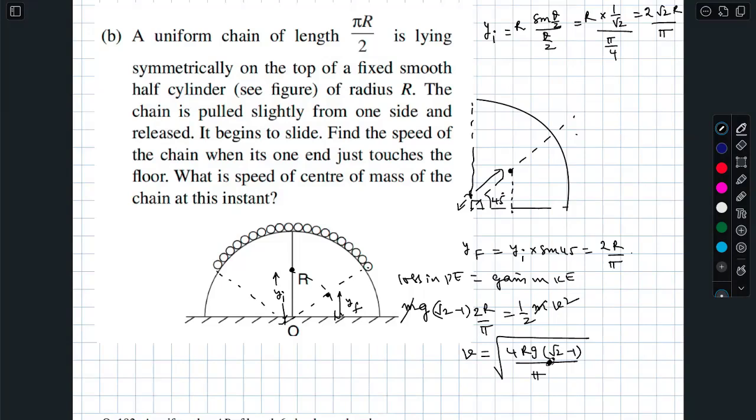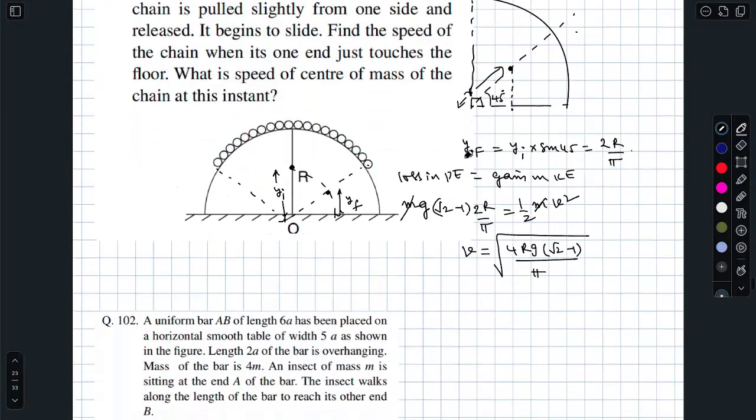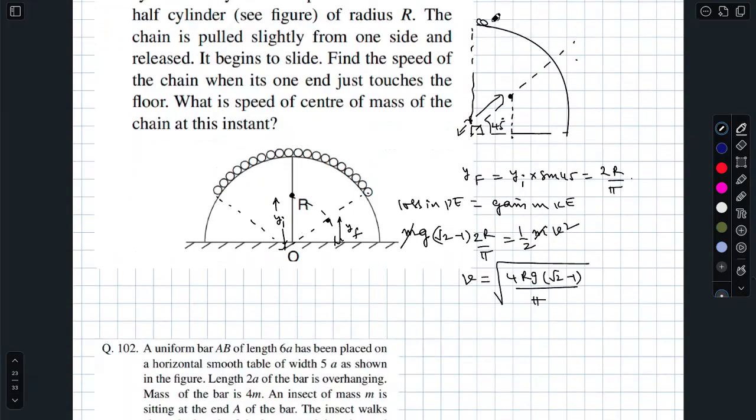What is it that they are asking? No issues. At this point of time, every point of the chain will have the same speed, means same angular velocity.